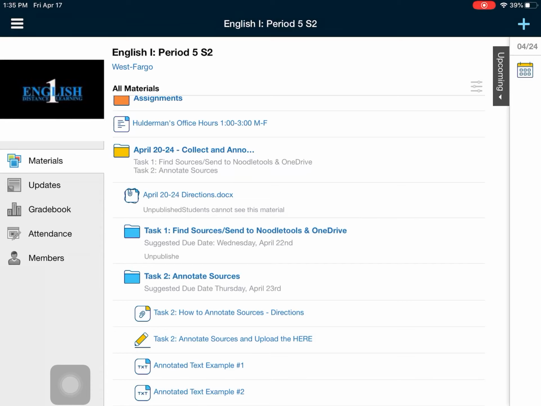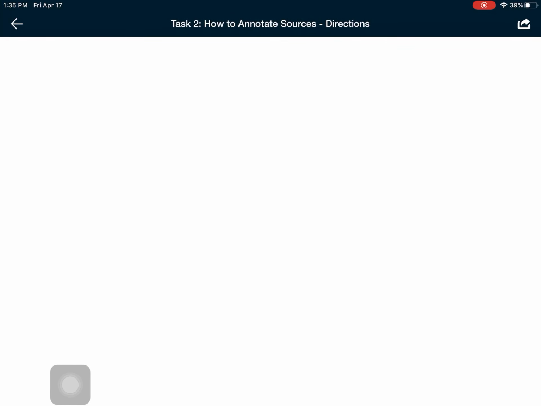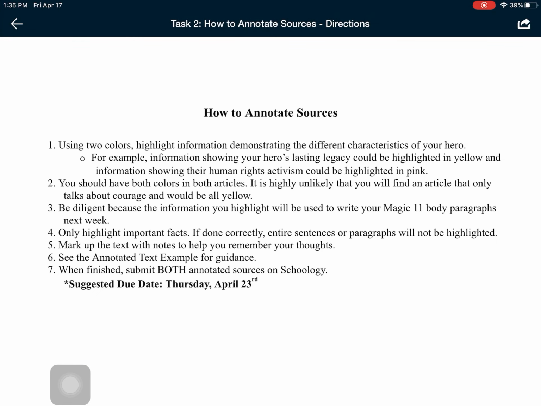After you have found your two sources and you've sent them to Noodle Tools and you've sent them to OneDrive, you can then log into your OneDrive and start annotating each of those sources. There are directions in this folder as to what you need to do for your annotations. You are going to be using two colors to highlight information.